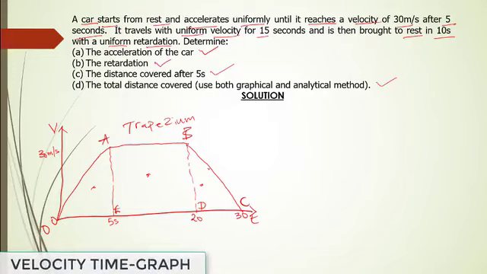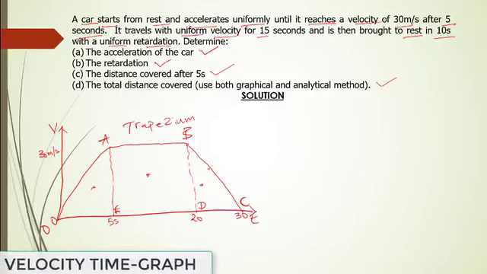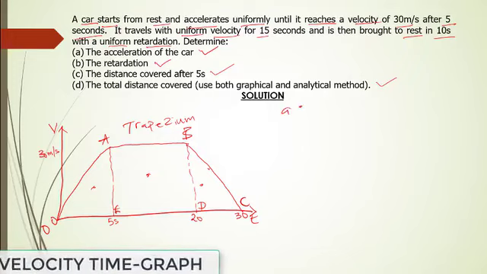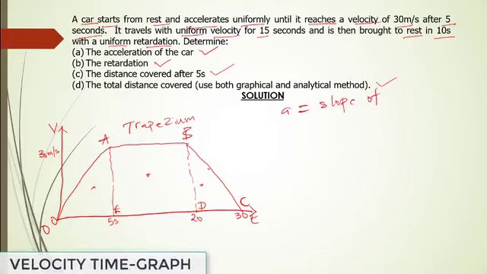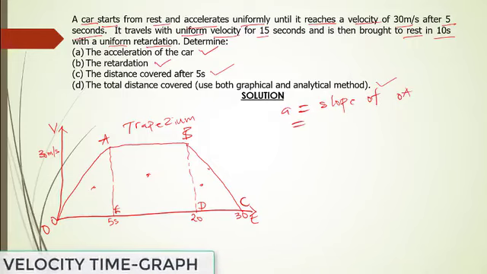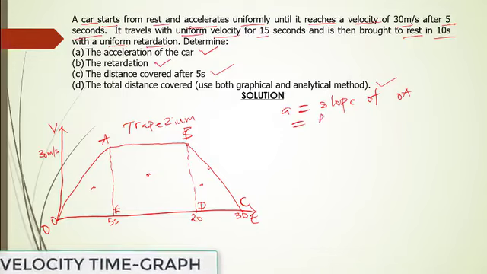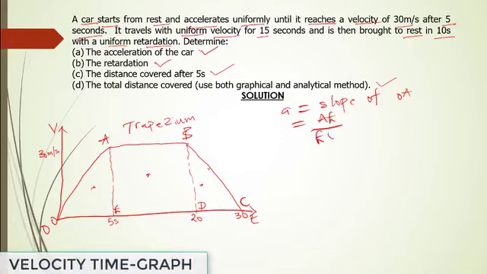For us to find the acceleration of the car, we said acceleration on the velocity time graph is found by calculating the slope of the area in question, and this is the area in question. So the acceleration, which is a, is going to become the slope of OA, that is here. Of course, we know slope is change in y over change in x, and change in y in this instance is AE divided by change in x, which is EO.